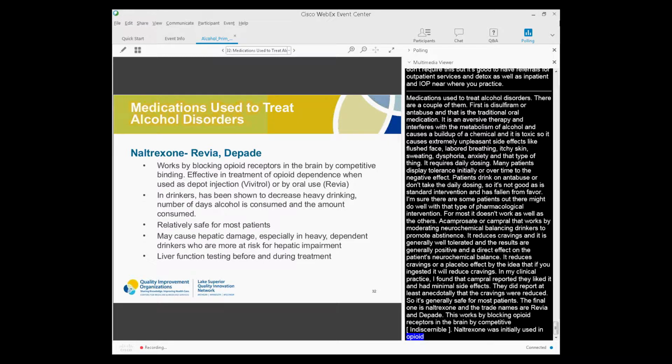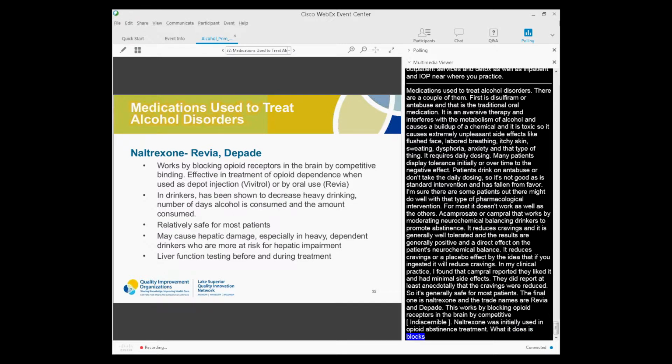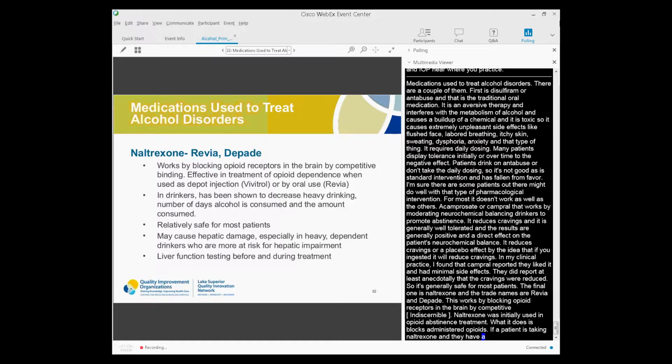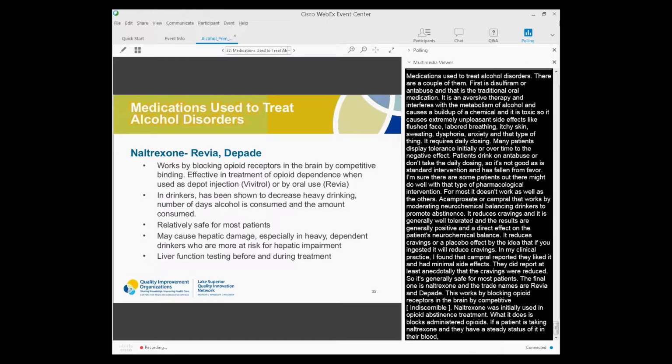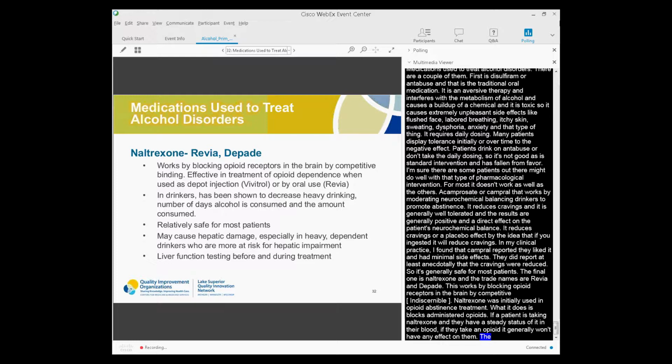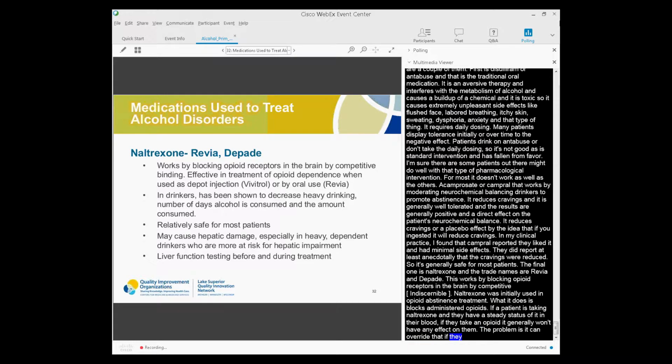does, and is still used today for that purpose, is block exogenously administered opioids. So if a patient is taking naltrexone and they've reached a steady state of the drug in their blood after maybe 5 days, if they take an opioid, it generally won't have any effect on them. The problem is they can override that if they take more of the opioid and they could overdose. But generally, it does block the opioid effect.